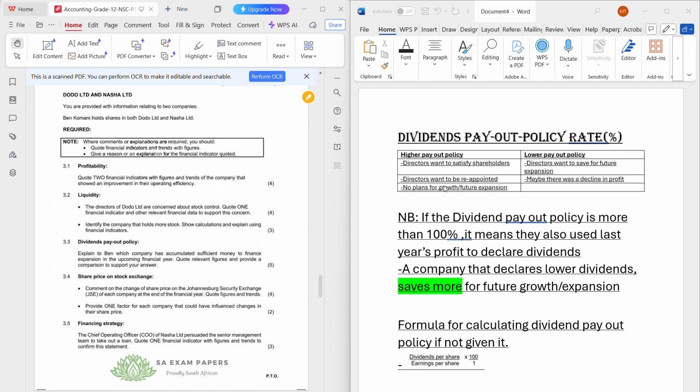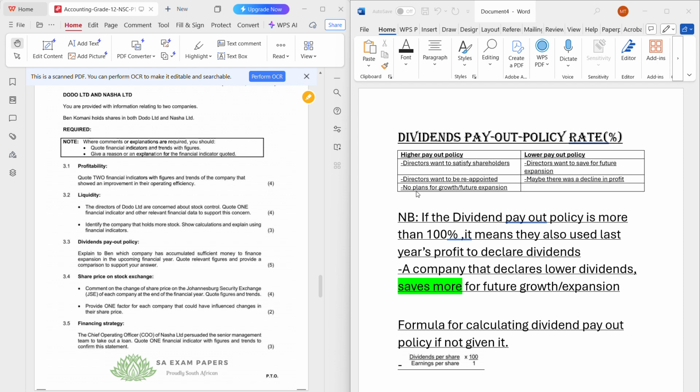So if the directors choose to declare a higher dividends, the reason could be that the directors want to satisfy the shareholders, because if shareholders get a higher dividends, they will be happy because they are getting a lot of money. And the other reason might be that the directors want to be reappointed at the AGM, the annual general meeting, because if someone is giving you a lot of rewards, you will want them to keep on working for you.